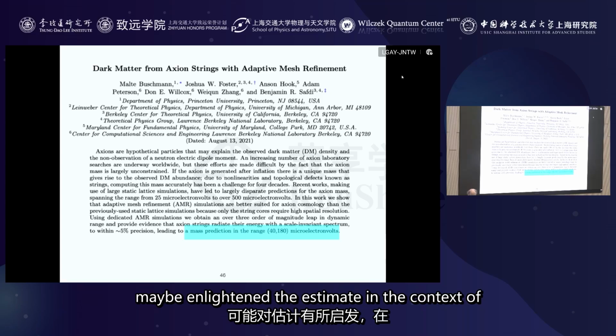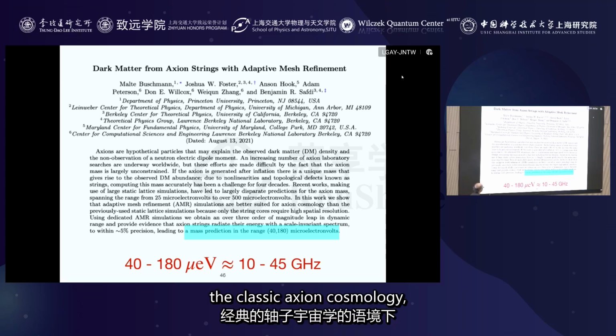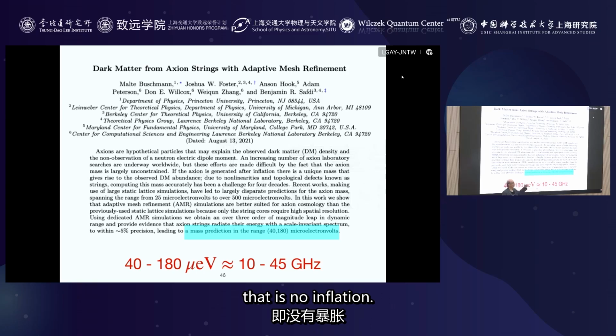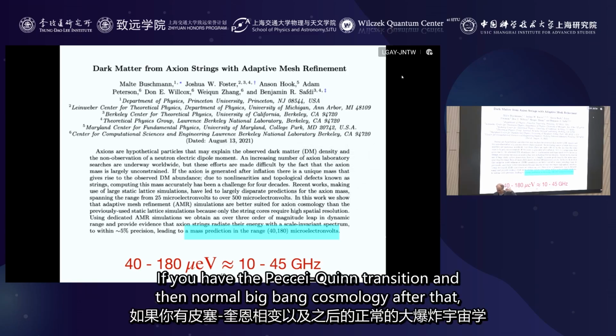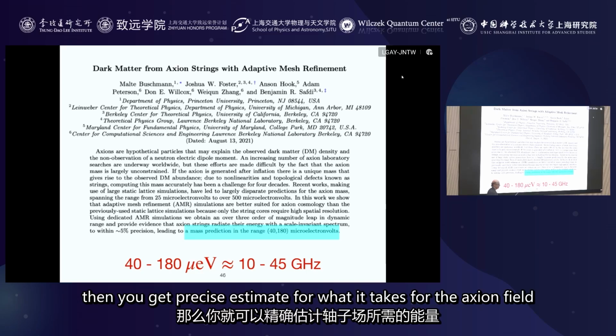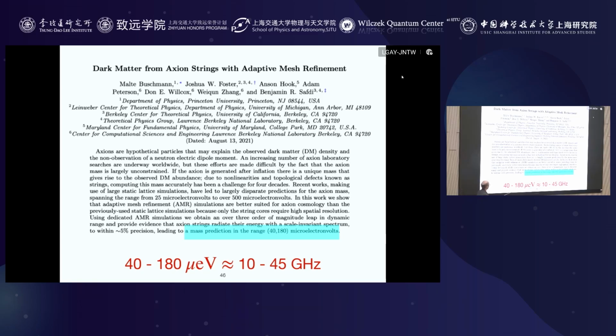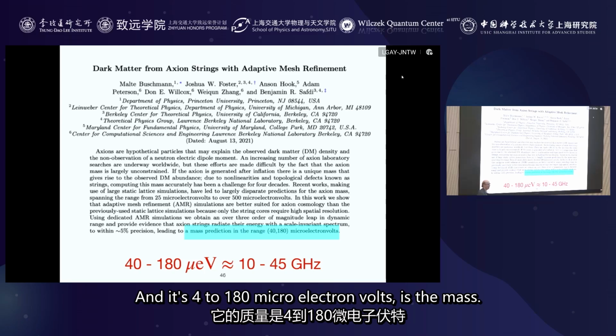So in the context of the classic axion cosmology, that is no inflation, if you have the Peccei-Quinn transition and then normal Big Bang cosmology after that, then you get a precise estimate for what it takes for the axion field to provide the dark matter, and we pin down the remaining parameter, and it's 4 to 180 microelectron volts is the mass.